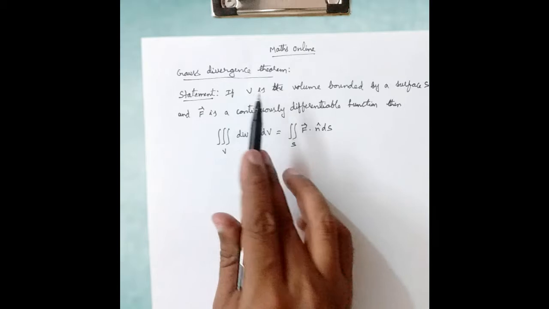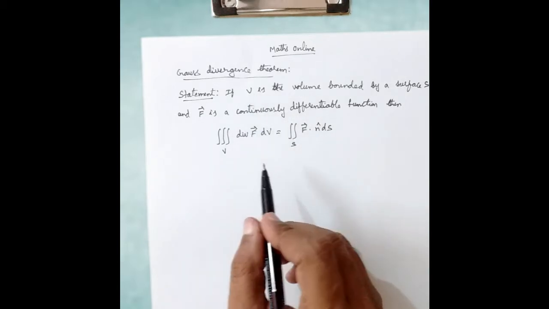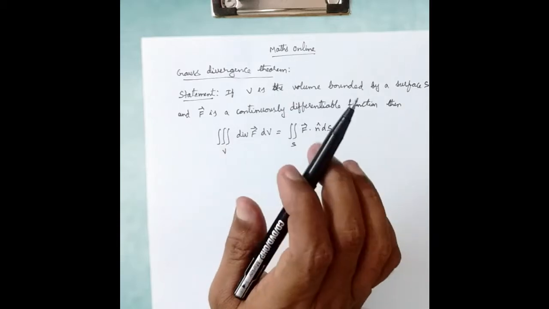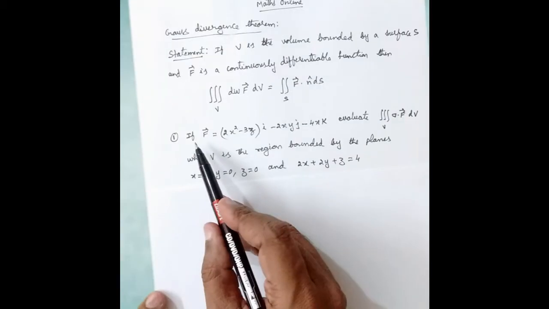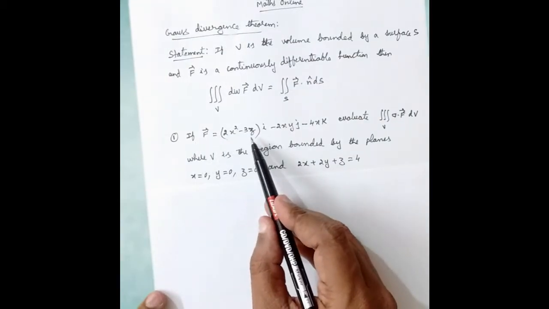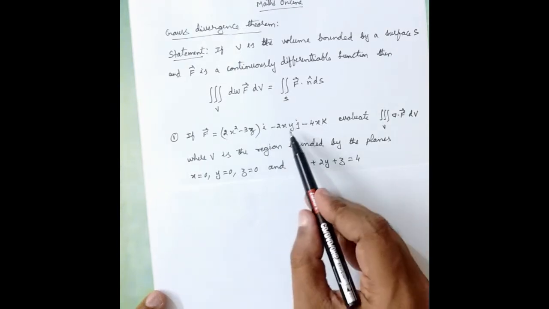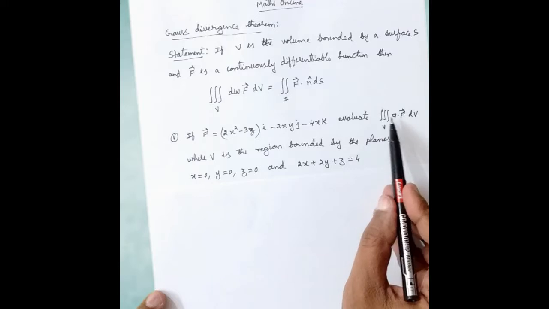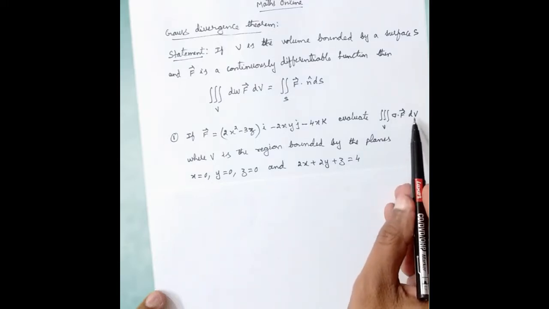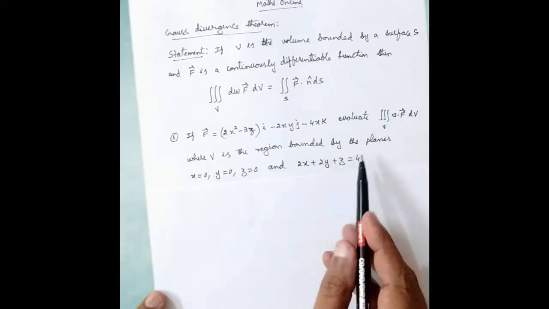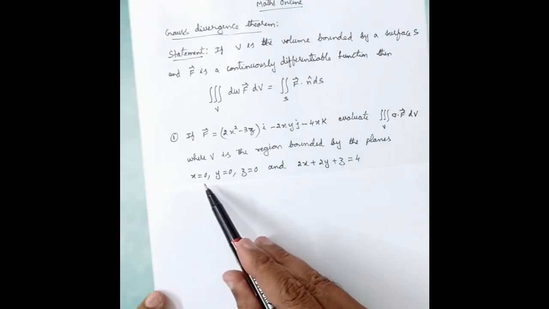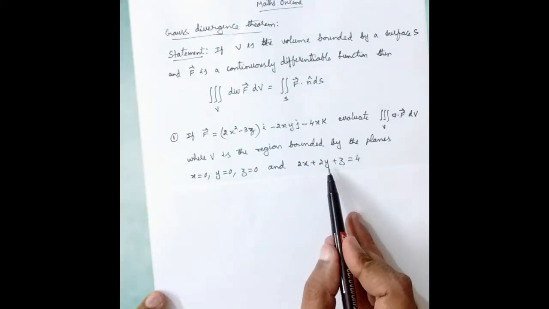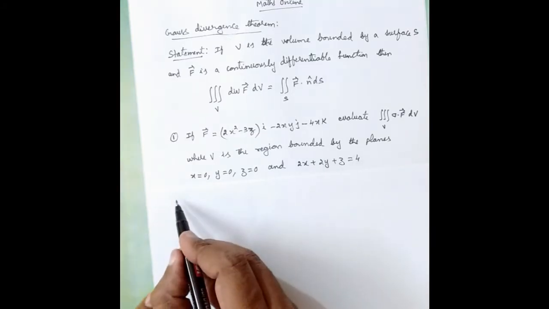Let us take a few problems based on this Gauss divergence theorem. We even call Gauss divergence theorem simply the divergence theorem also. The question is, if vector F is equal to (2x² minus 3z) i minus 2xy j minus 4x k, evaluate the triple integral over V of divergence of vector F dV, where V is the region bounded by the planes x equals 0, y equals 0, z equals 0, and 2x plus 2y plus z equals 4.